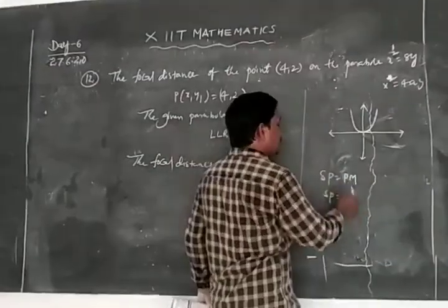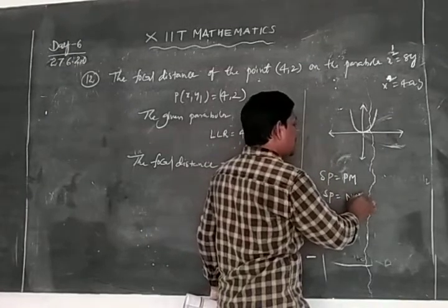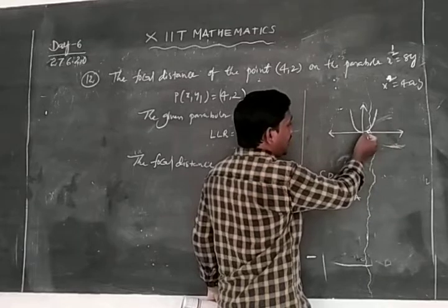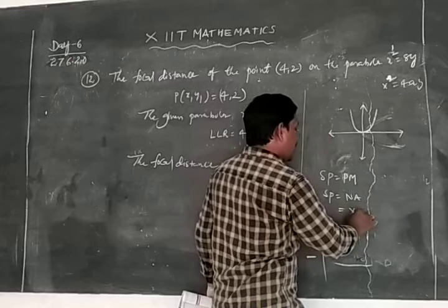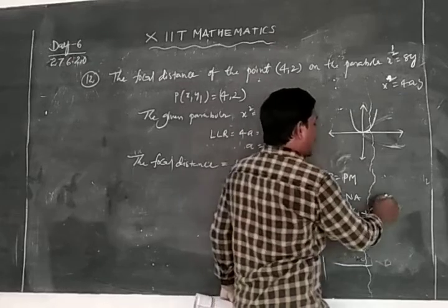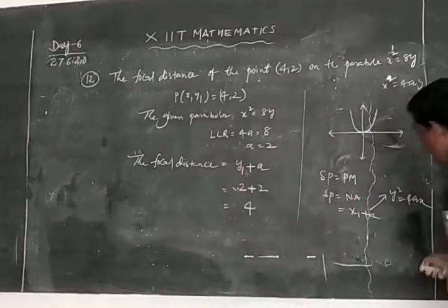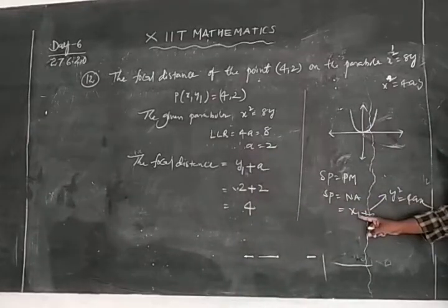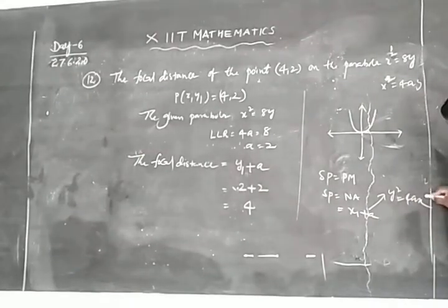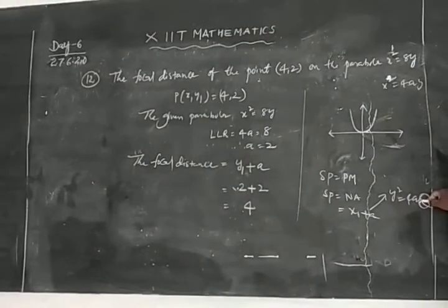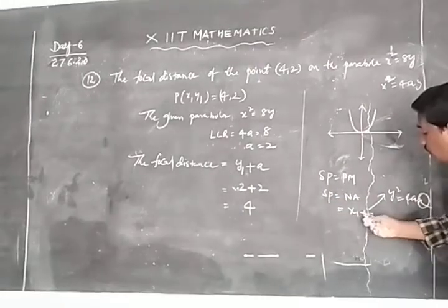SP equal to NZ. NZ means NA and SZ. That means x1 plus a. For the parabola y square is equal to 4ax, the focal distance is x1 plus a. Here, this is x, so we have to take the focal distance x1 plus a.